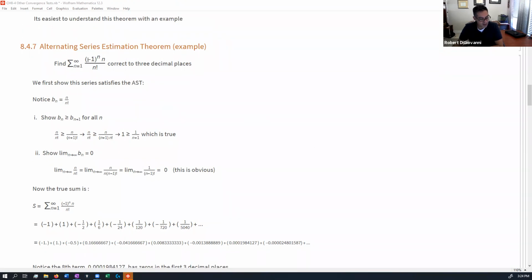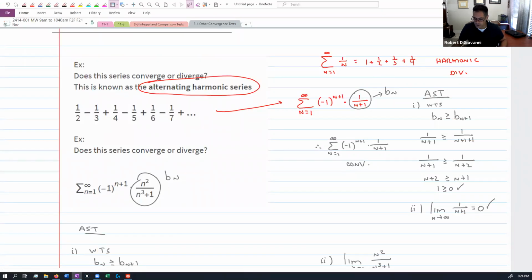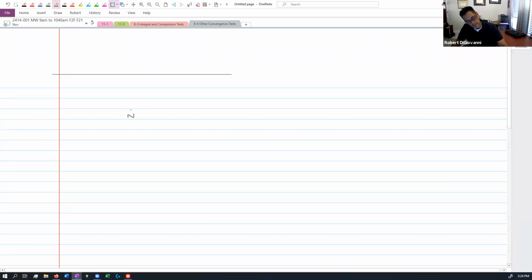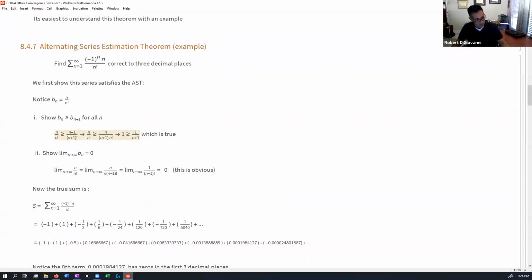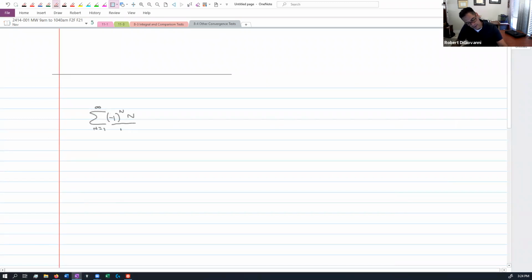So first things first, let's make sure you understand that b sub n is n over n factorial. That's the positive part. First I have to show the alternating series test conditions are met. So first show it's decreasing. So we plug n in, and then we plug n plus 1 in. Oops, did I forget to put n plus 1? I did forget to put n plus 1 there. I'm going to have to do that on another page then. Okay, we have the sum from n equals 1 to infinity of (-1) to the n, times n over n factorial.